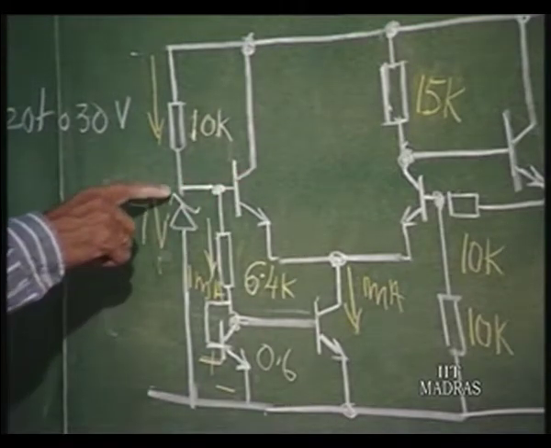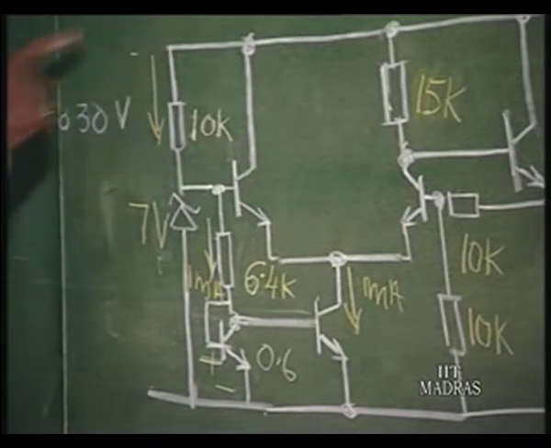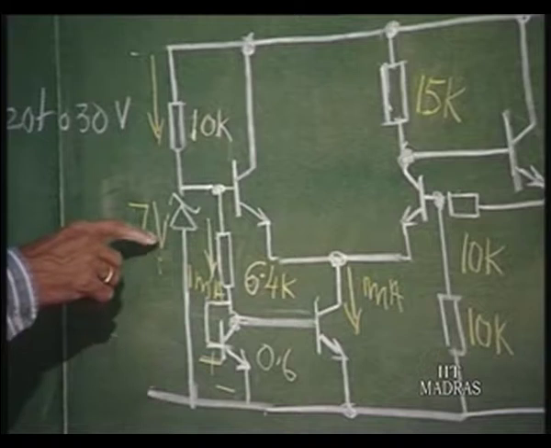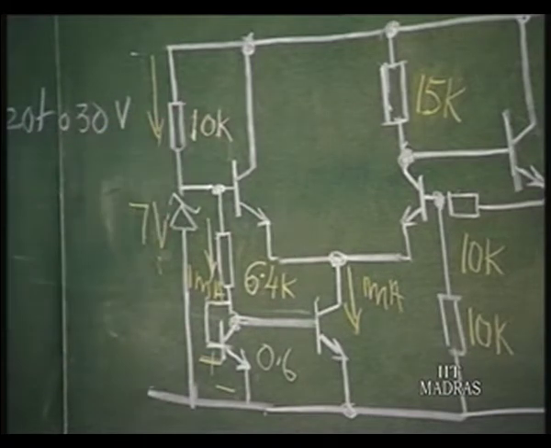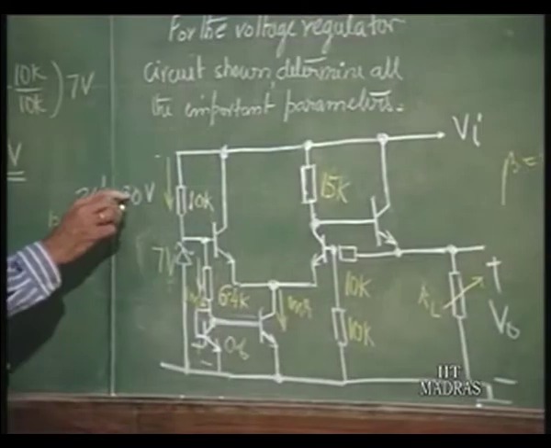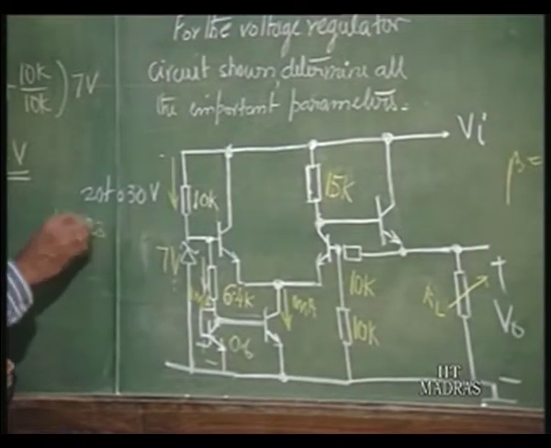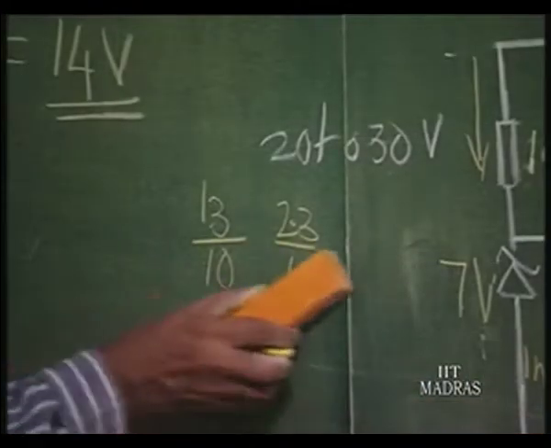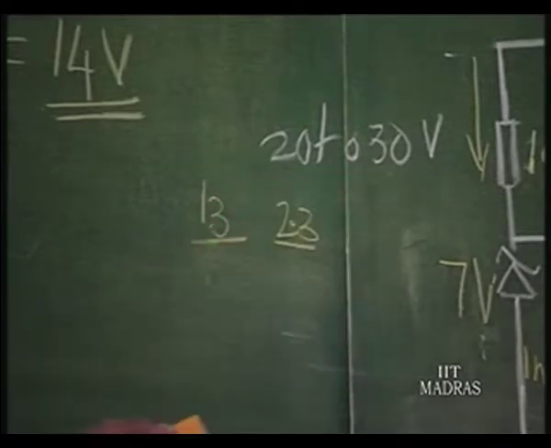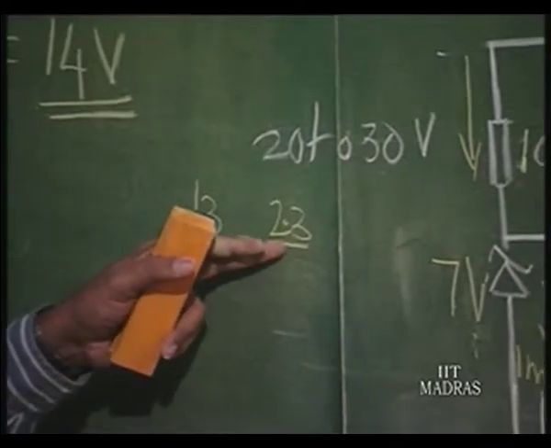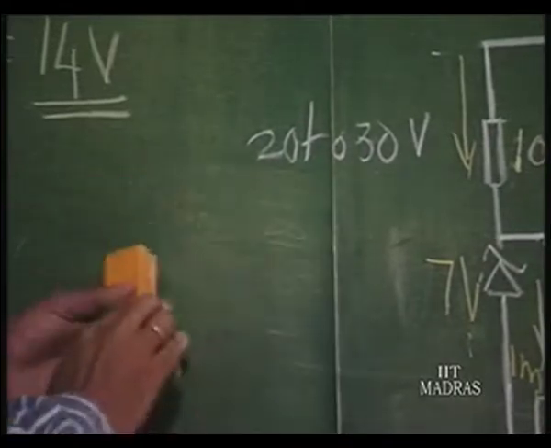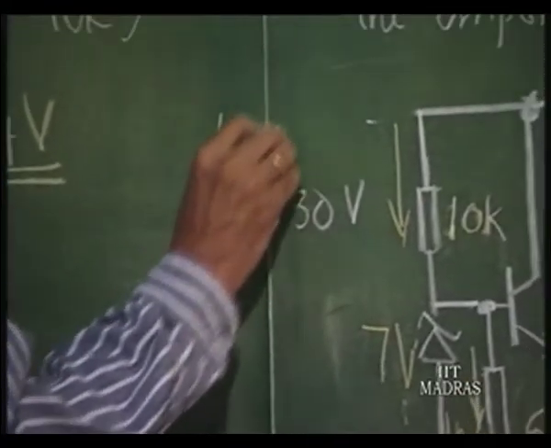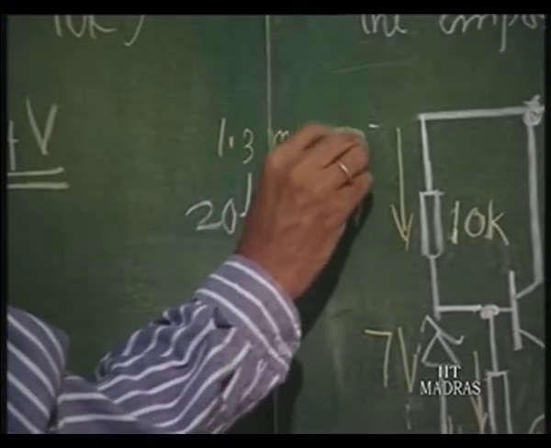So, this current is going to be (Vi − 7 volts) divided by 10 K, where Vi varies from 20 to 30. So, basically this current is varying from, let us say, 20 minus 7 is 13, 30 minus 7 is 23, divided by 10 K. So, it is varying from 1.3 milliamperes to 2.3 milliamperes. Corresponding to this is 1.3 milliamperes, corresponding to this is 2.3 milliamperes.